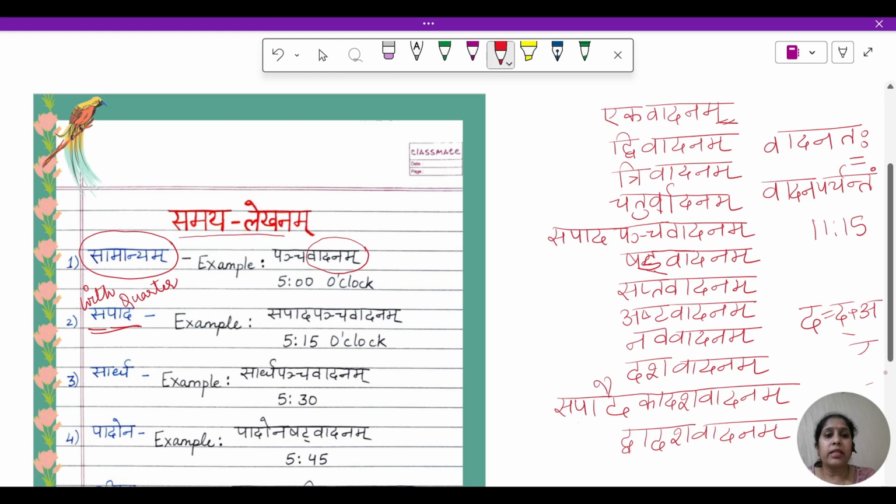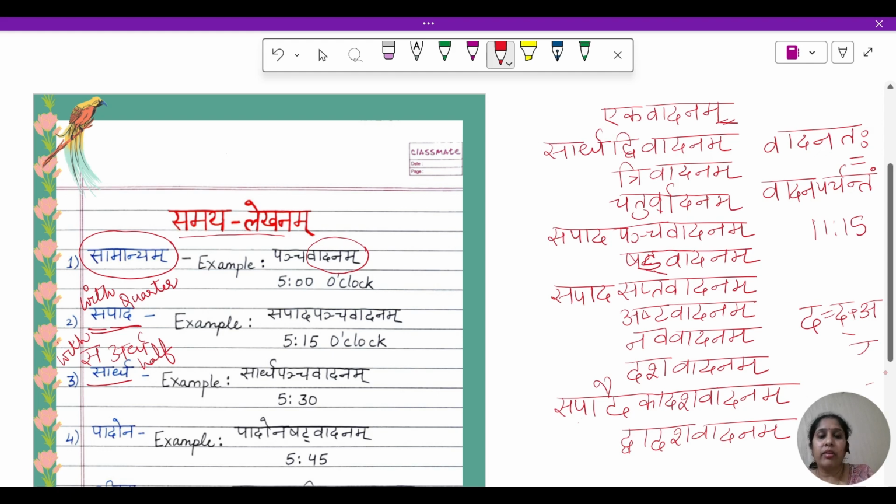If you want to say 7:15, it will become Sapad Sapt Vadanam. I'm hoping this was easy to understand. If you want to say with quarter, then we will be using Sapad. Now next comes Sardh. Sardh is again made up of Sa and Ardh. Sa means with, again, and Ardh means half. So now it is half past some time. If I want to say half past 2 o'clock, that means 2:30, I have already written 2 o'clock, Dvivadanam, and I will be adding Sardh in front of it, and done.